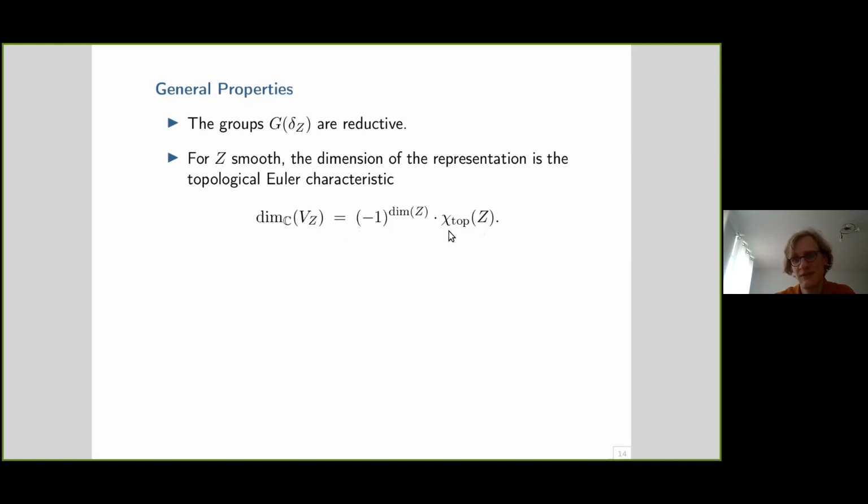In the smooth case, in the singular case, it's the same except that you have to replace the Euler characteristic by the intersection cohomology Euler characteristic. But otherwise it's the same. And for a general D module, what you do is you take the corresponding perverse sheaf and you take the Euler characteristic of its cohomology. So the dimensions are known. This is really topological information.